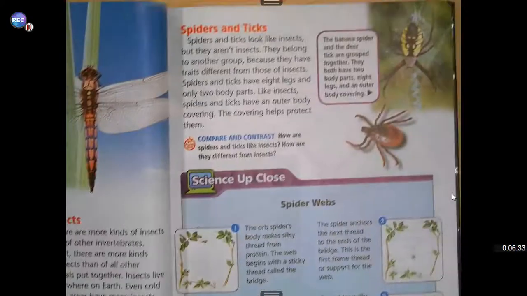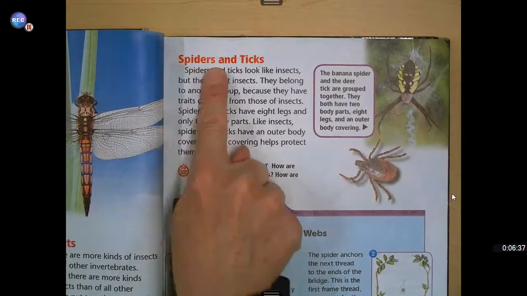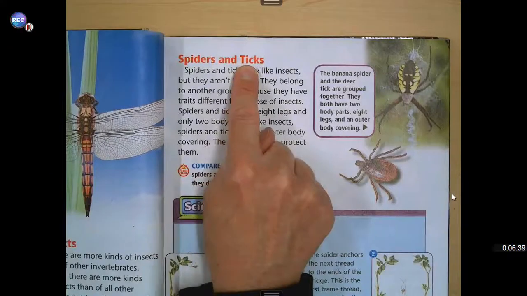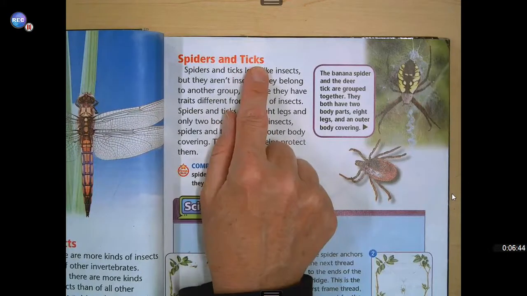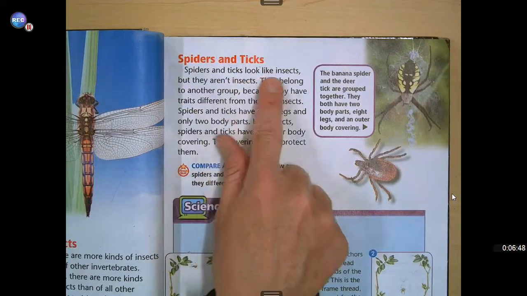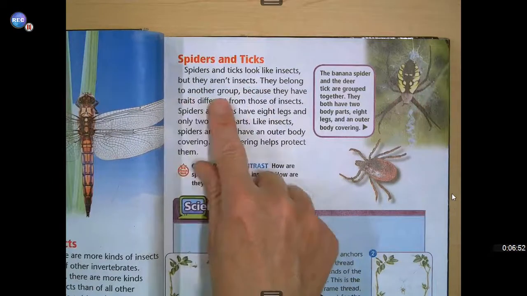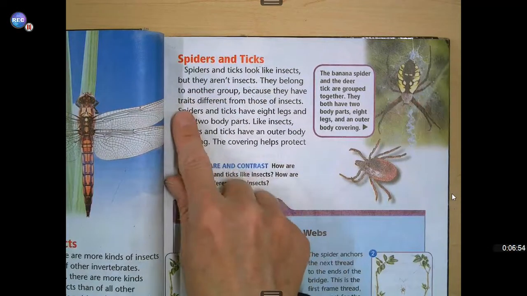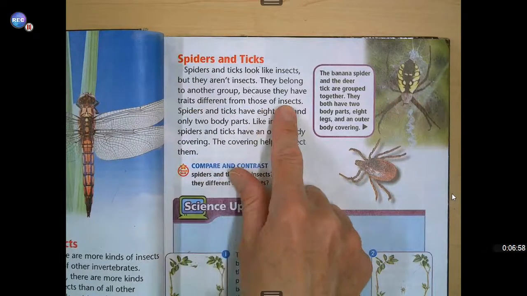Okay, let's look at another group of invertebrates, spiders and ticks. Let me tell you, ticks are my absolute worst nightmare. I think they're the grossest thing ever. Spiders and ticks look like insects, but they aren't insects. They belong to another group because they have traits different from those of insects. So pay attention.